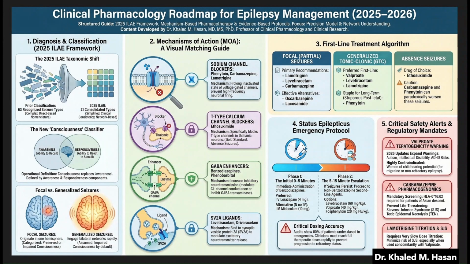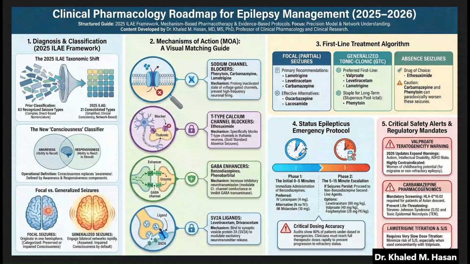High alert safety warnings emphasize pharmacovigilance and personalized medicine. Valproate teratogenicity warning: 2026 expanded updates strongly highlight elevated risks for autism, intellectual disability, and ADHD in offspring exposed in utero. Valproate is highly contraindicated in women of childbearing potential unless utilized for entirely non-refractory epilepsy where no alternative exists, or for specific non-migraine, non-responsive indications.